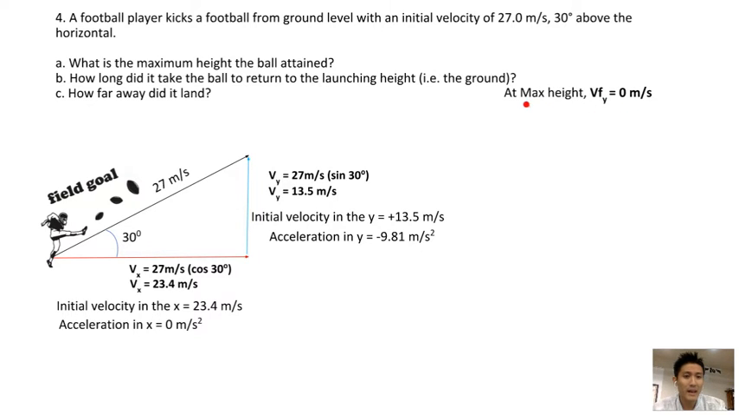Well, our y velocity at the maximum height is going to be 0. The ball literally will pause in the air before it starts coming down. It will be 0 meters per second. So we're going to assume that in the y direction.